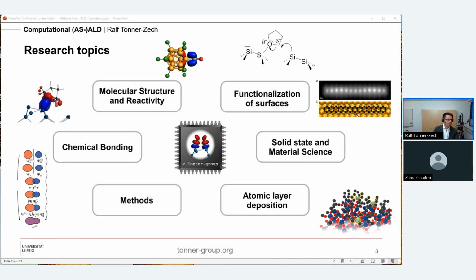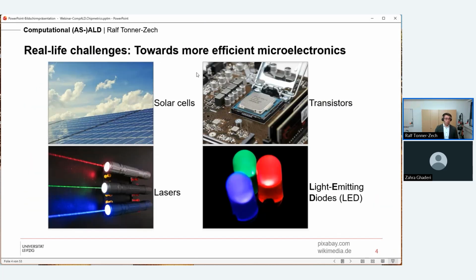We're more of an application-oriented group. We're not so much developing math in some aspects, especially chemical bonding. We're also doing so. And you see here atomic layer deposition as one of the subtopics. And it's sort of getting more and more strong in the group since there's also a lot of interest from the community. Why are we doing this?